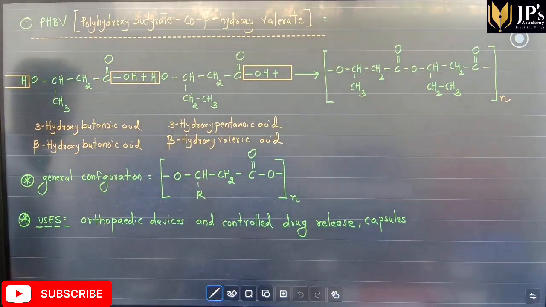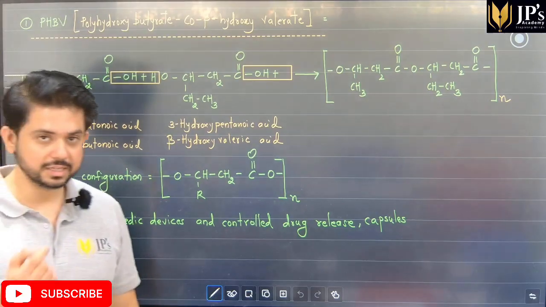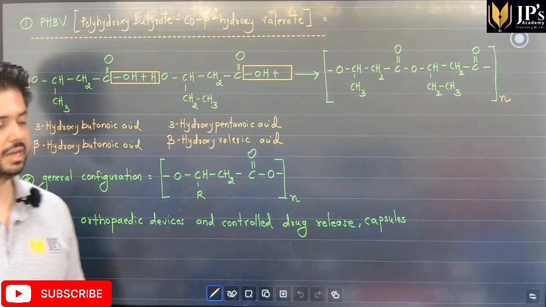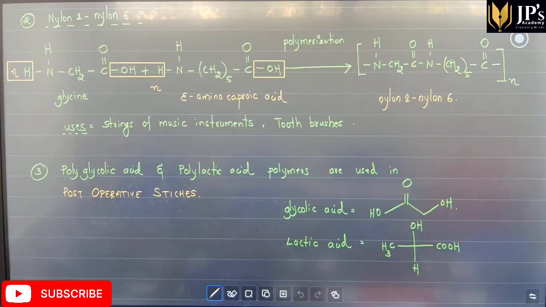Now, important applications. It is used in orthopedic devices. Basically, the capsule, students, that we have in the form of medicines, usually comes with a covering of PHBV. The next biodegradable polymer that we have is nylon 2, nylon 6.